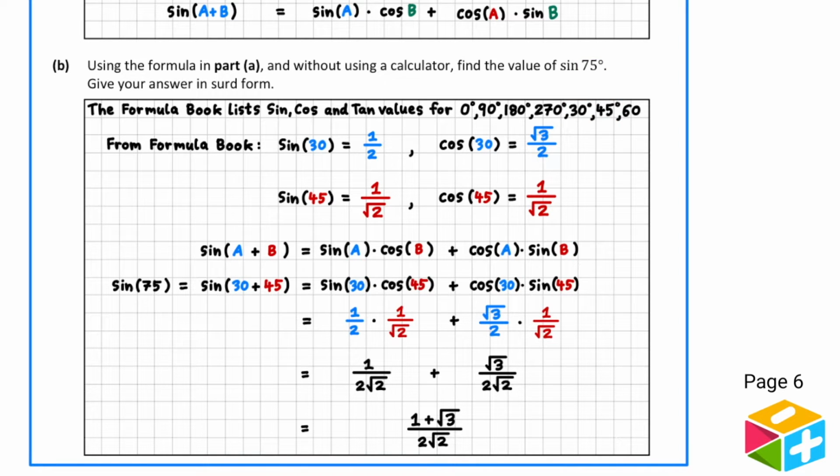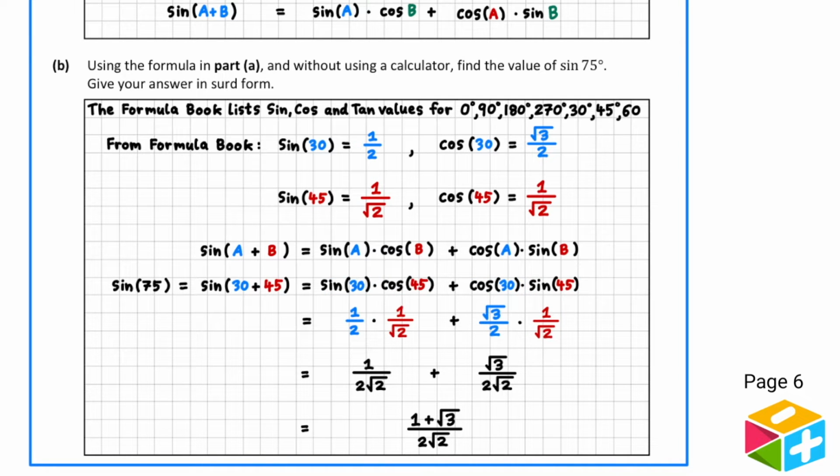The values of each of these are given to us in the formula book. Sine of 30 is equal to a half. Cosine of 45 is 1 over root 2. Cosine of 30 is root 3 over 2. And sine of 45 is 1 over root 2.